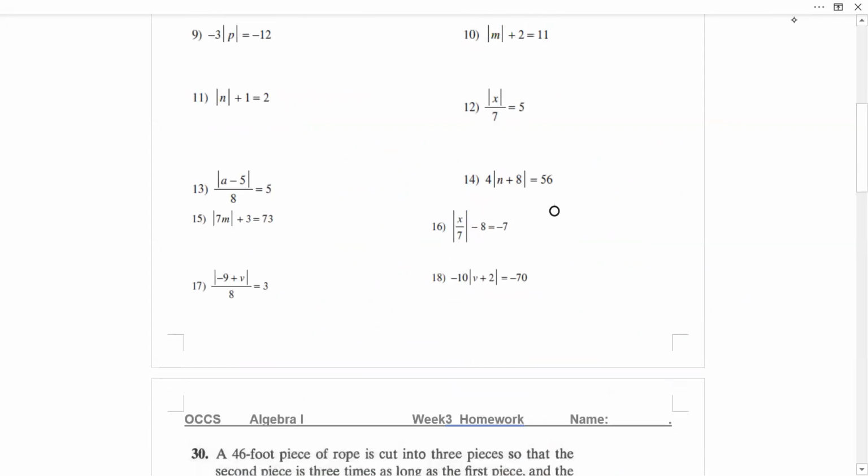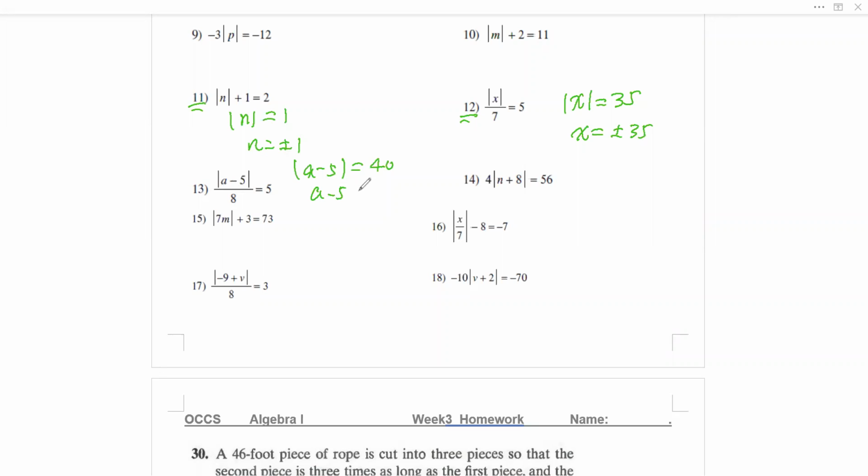All right, so we go a little bit complicated case, right? So absolute n plus 1 equals 2. So both sides minus 1. So n equal positive negative 1, right? Number 12, both sides times 7, right? So x equal positive or negative 35, right? Number 13, both sides times 8. So equal 40, right? So a minus 5 equal positive or negative 40, right?